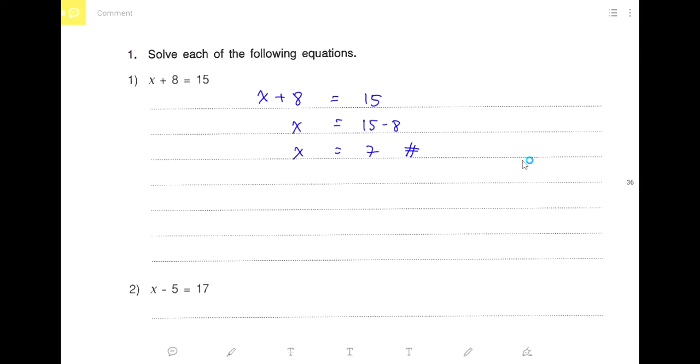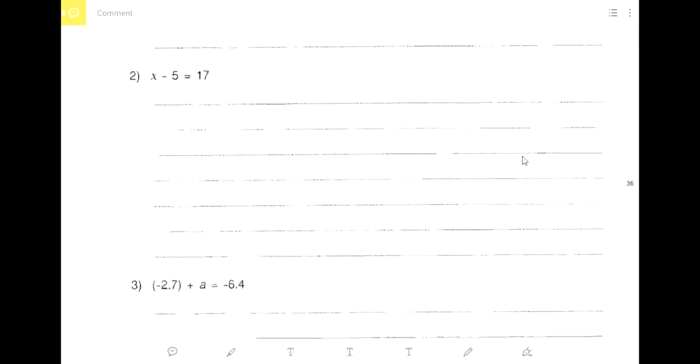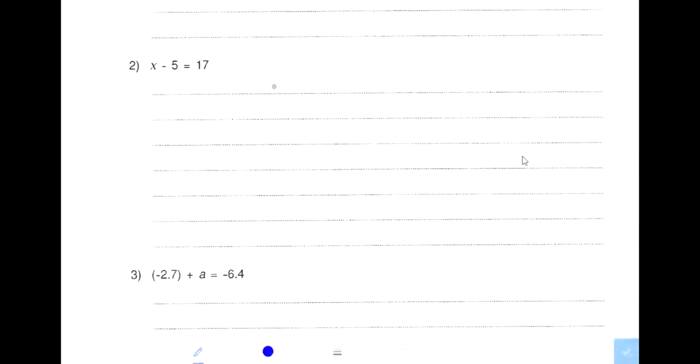Okay, we move to the next problem. This one is so easy. We're not gonna spend a lot of time. x minus 5 is 17, so x is 17. Negative 5, move it to plus 5, so x is 12. Finish again, right? Very quickly, in 1 minute.